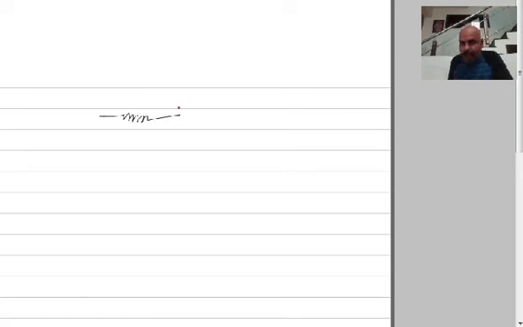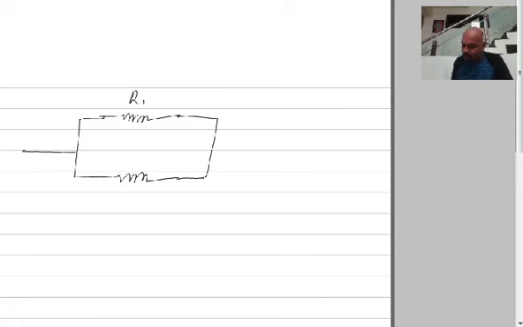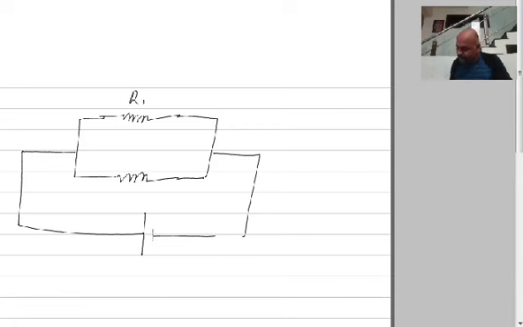See that R1 is one resistor, and R2 is another resistor. Both of them are connected to a battery here. So R1 and R2 are the two resistors. Here is a battery, its potential is V. The main current I comes here, and the current now gets divided here. Say the current flowing through R1 is I1 and the current flowing through R2 is I2.